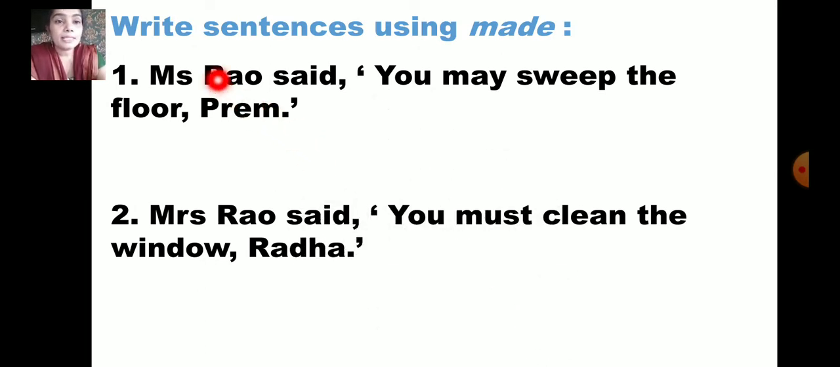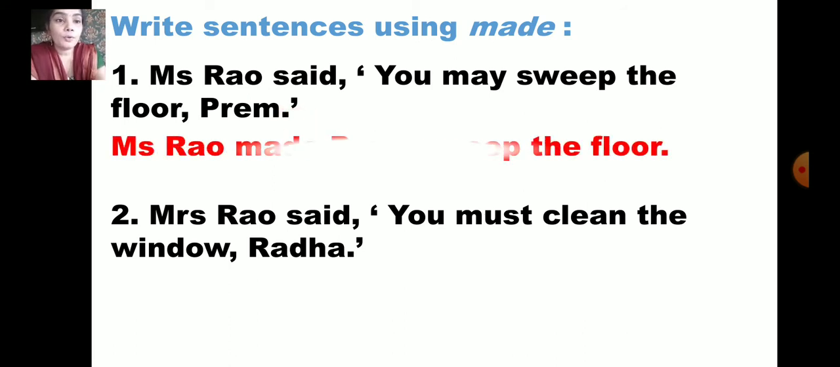Write sentences using made. Number 1. Miss Rao said, "You may sweep the floor, Prem." So, Miss Rao said. To whom? Prem. So, you have to rewrite the sentences using made. So, Miss Rao made Prem sweep the floor.